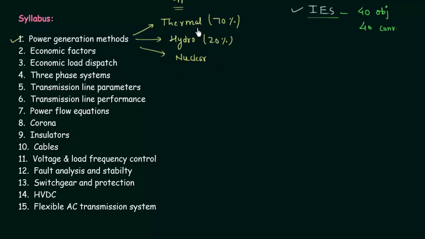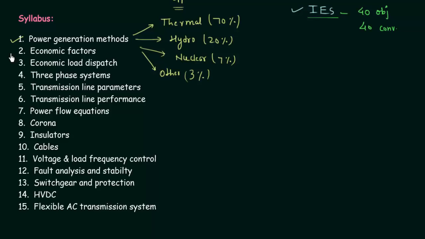Nuclear is similar to thermal, but instead of using coal, we use the nuclear fission, the heat released from the nuclear fission, to heat the water and convert it to steam, and 7% is from nuclear. So how many is remaining? 3% is remaining. So 3% we obtain from other sources like wind, sun, or you can say solar, etc. So this is what we are going to study in power generation methods.